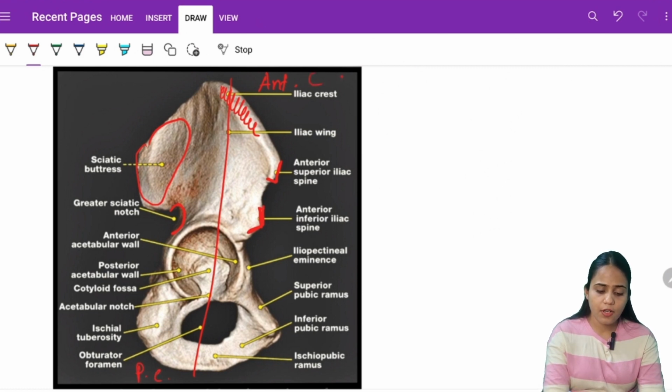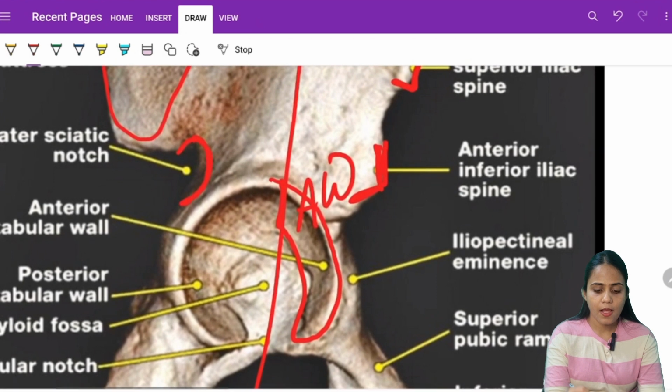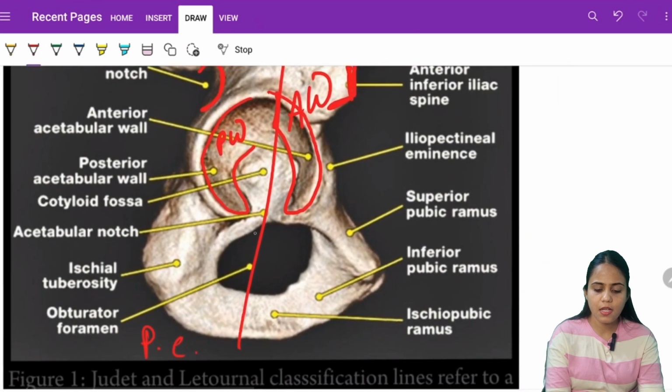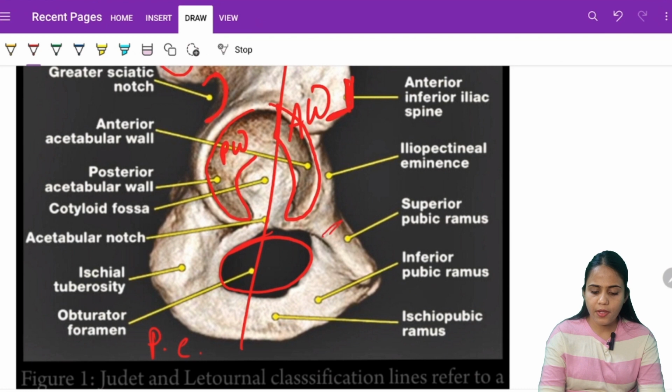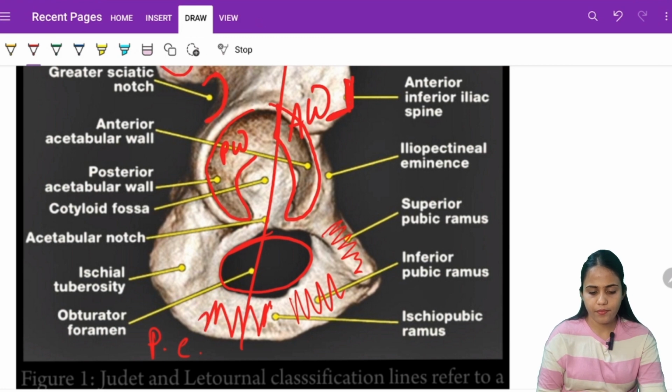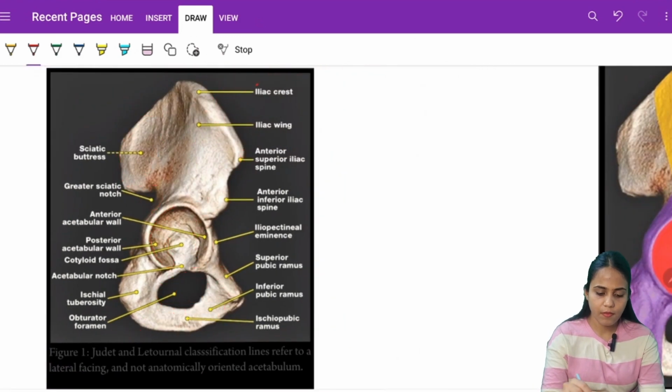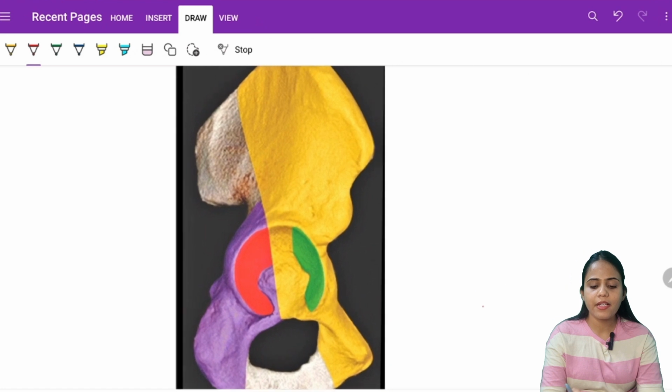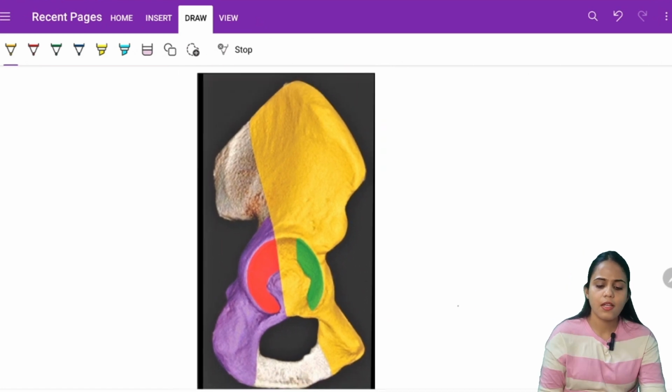The acetabular fossa, this portion is the anterior wall. And the posterior portion here is the posterior wall. This is the obturator foramen, the superior pubic rami, the inferior pubic rami, and this is the ischiopubic rami. Then next, now a schematic representation of the same.